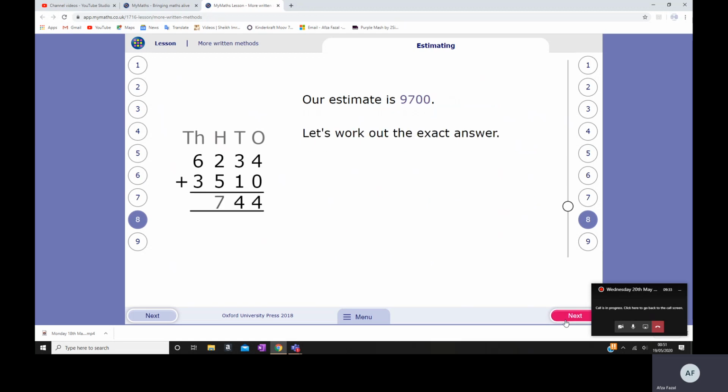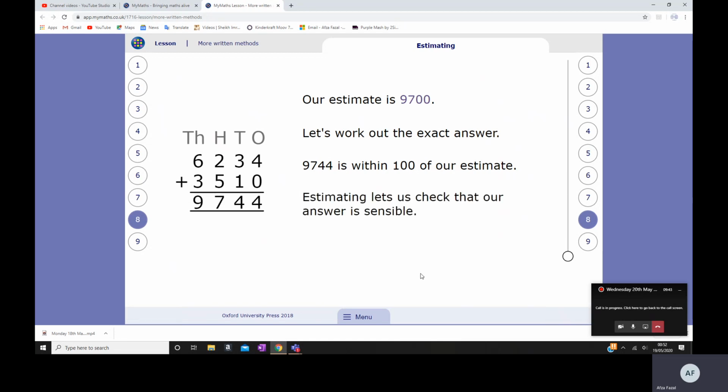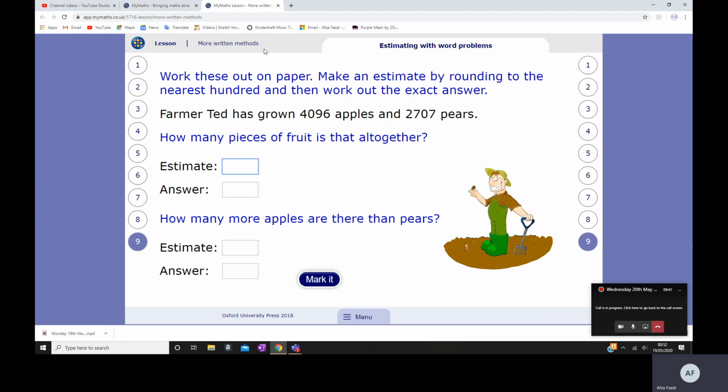3 tens add 1 ten is 4 tens. 200s add 500s, 700s. 6,000 add 3,000 is 9,000. So 9,744 is within 100 of our estimate. Estimate lets us check that our answer is sensible. But you can also use the inverse.